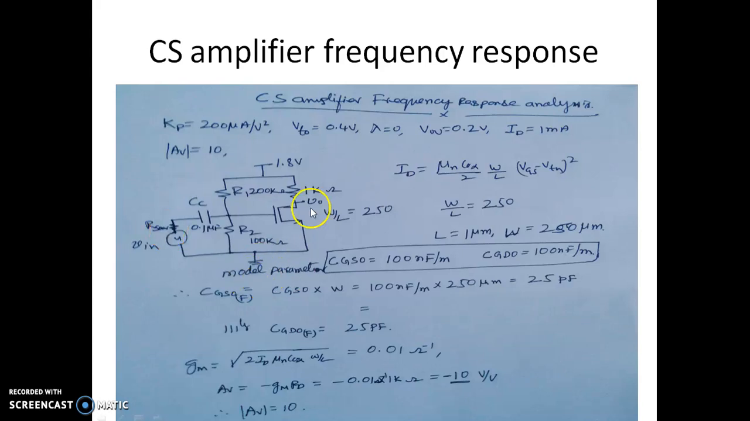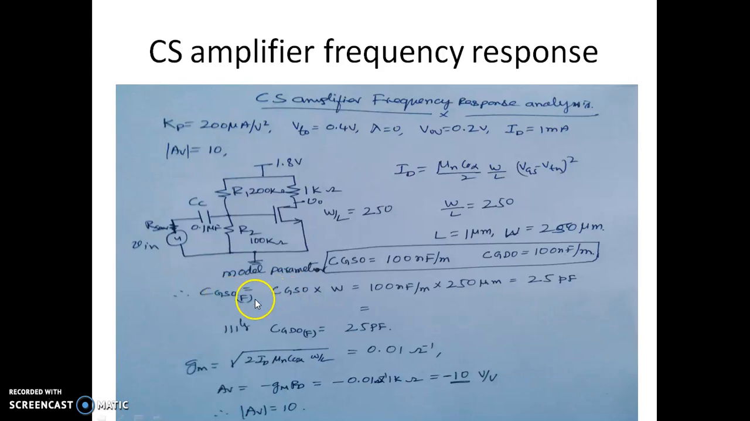Because we are doing the frequency response of a CS amplifier, let us also include two more model parameters, that is CGSO and CGDO. You can clearly observe here that CGSO and CGDO in LTspice are defined per unit meter. So it is specified as 100 nanofarad per meter, and CGDO is also considered as 100 nanofarad per meter. The actual value of CGDO and CGSO in farad can be obtained by multiplying this farad per meter by the width of the transistor.